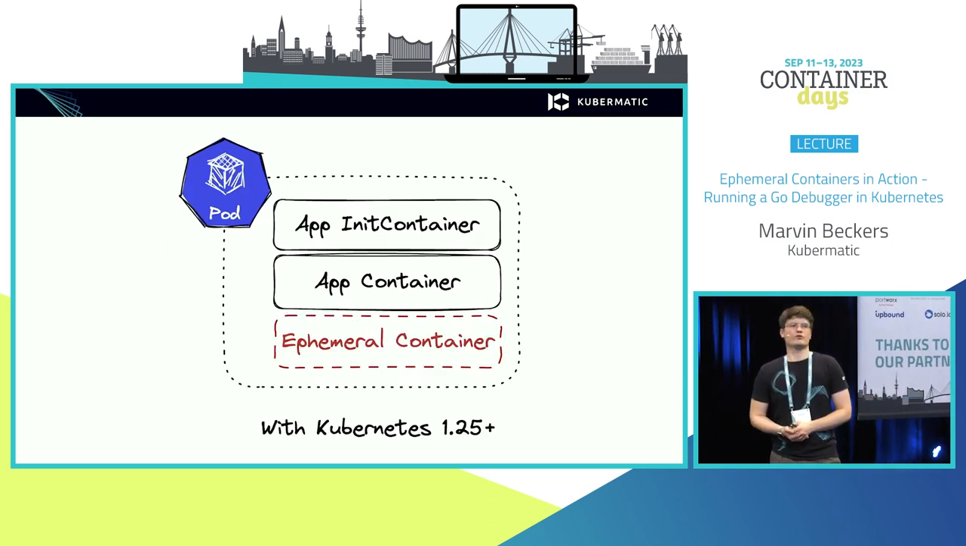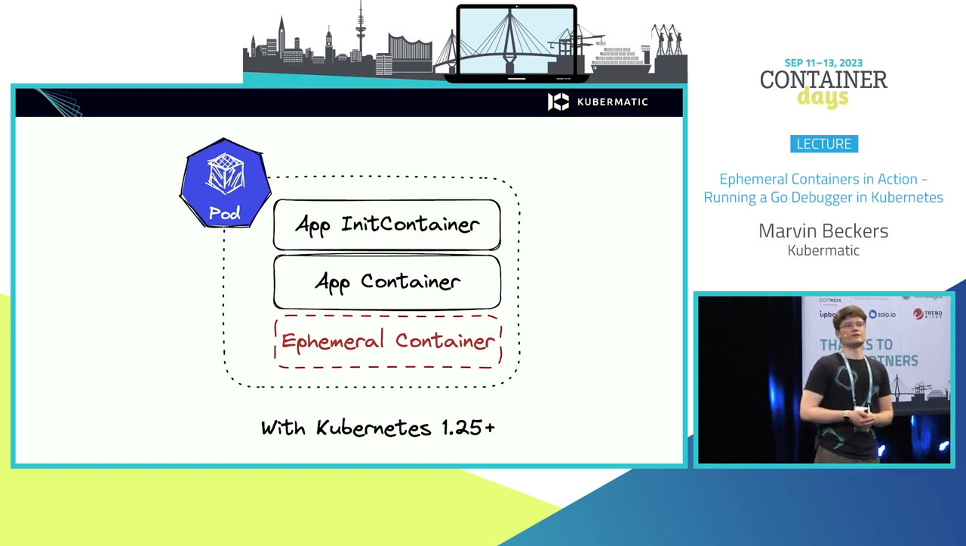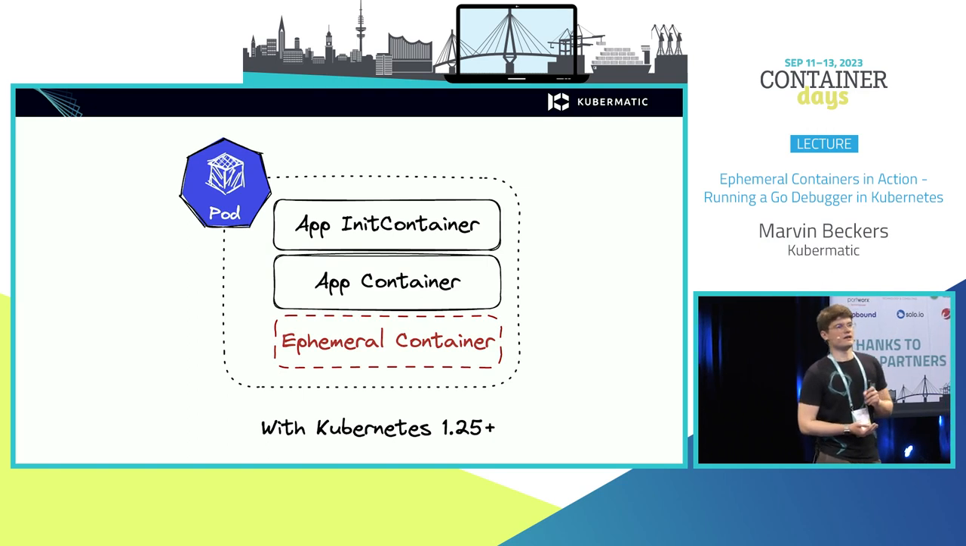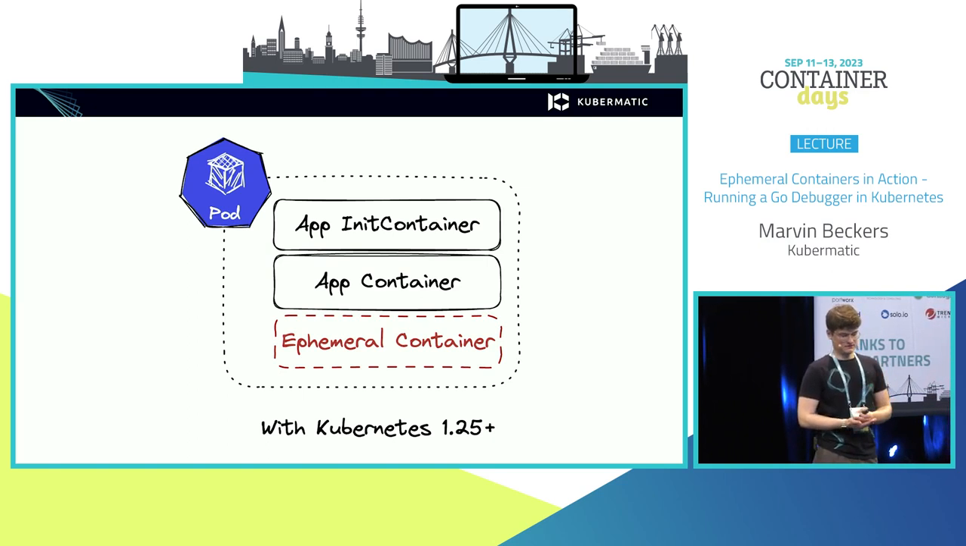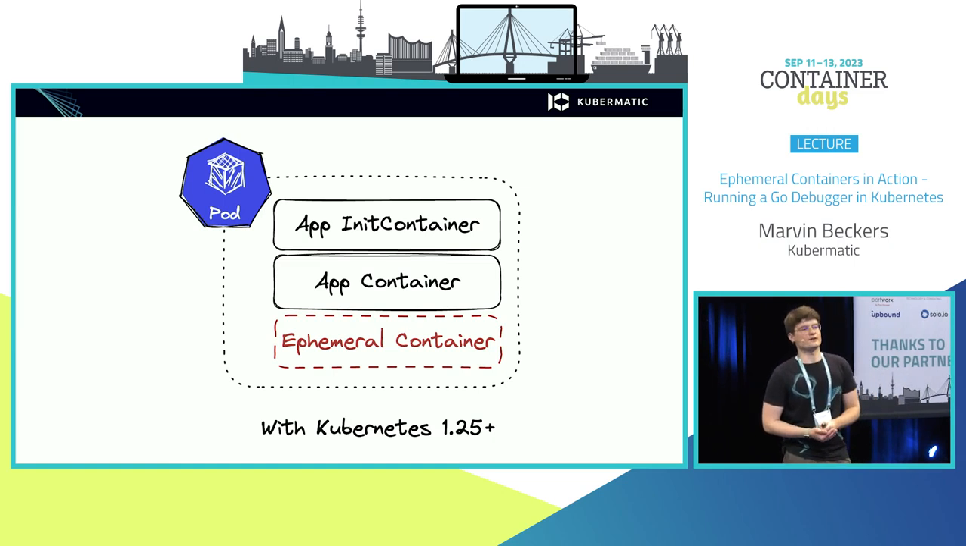Now, with Kubernetes 1.25, a third kind of container was added to the pod specification, and that is the ephemeral container. And that means that I can now not only create a pod with init containers and containers, I can actually add ephemeral containers to pods at runtime. This is one of the few fields in a pod spec that you can change. But essentially, this is one of the few fields you can change for a pod while it's running.